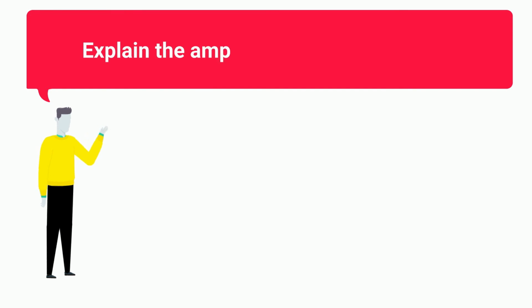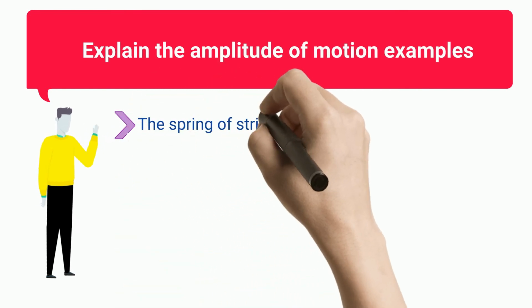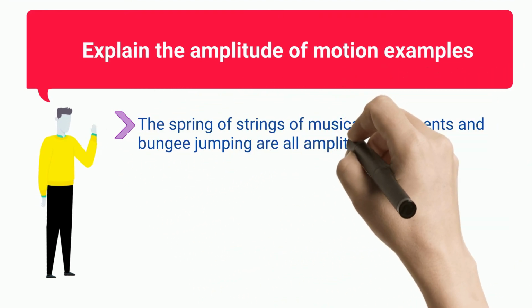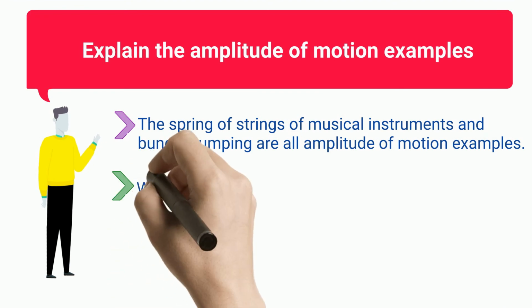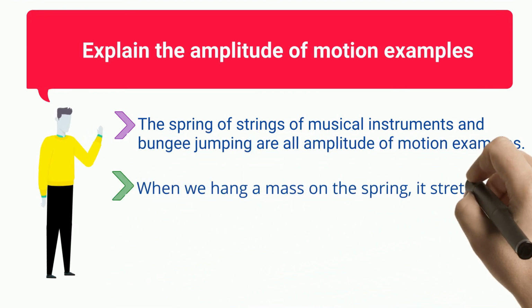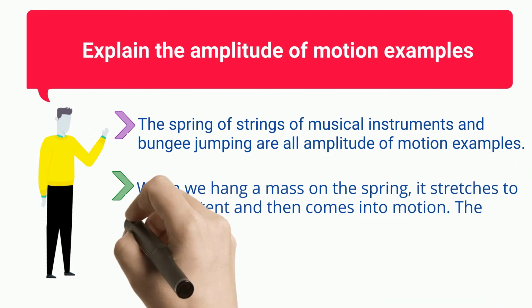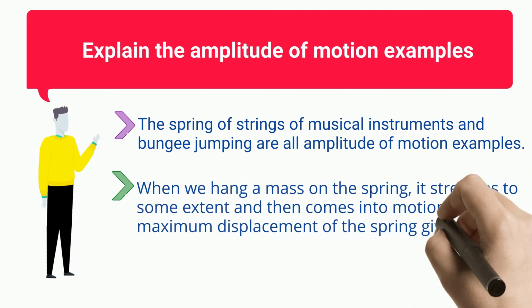Explain the amplitude of motion examples. The spring, strings of musical instruments, and bungee jumping are all amplitude of motion examples. When we hang a mass on the spring, it stretches to some extent and then comes into motion. The maximum displacement of the spring gives the value of its amplitude.